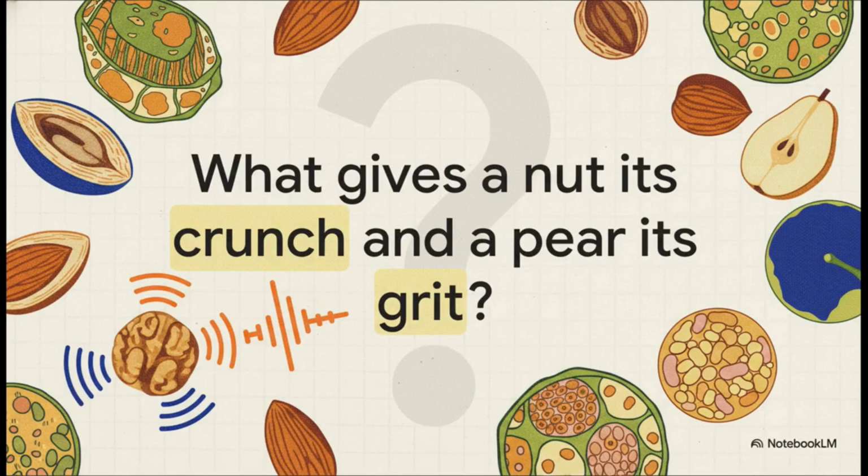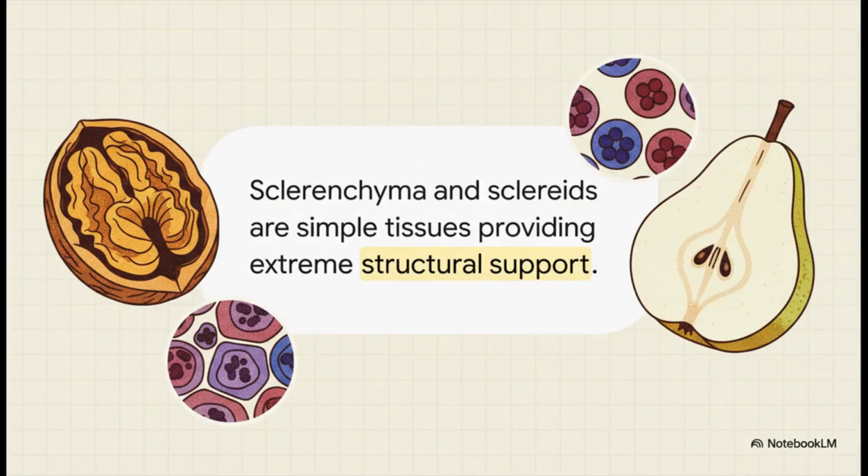Now, here's a fun sensory question for you. Think about what gives a nut its really loud crunch when you bite into it, or a pear its slightly sandy grit when you chew it. It's a very distinct texture, right? Well, it's definitely no accident. That specific texture actually comes from sclerenchyma and sclereids. These are highly thickened, simple tissues whose primary job is providing extreme structural support and protection. The hard shell of a walnut uses sclerenchyma to fiercely protect the seed inside. And that grit in your pear? Those are sclereids, often called stone cells, and they provide structural protection to the fruit so it isn't too easily crushed.